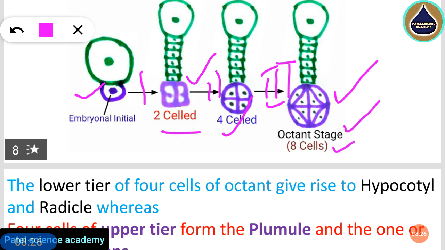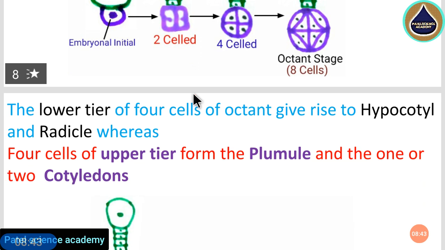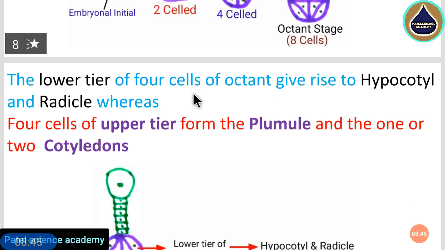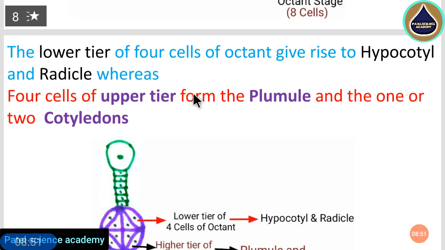So likewise this terminal cell is now converted into this octant stage, and this suspensor cell is now converted into the filamentous suspensor, in which the haustorium is there and the hypophysis is there. So dear students, I hope till now you have understood what happens with that zygote. It has now converted into the filamentous structure and the octant stage. Now we'll go for the next stage.